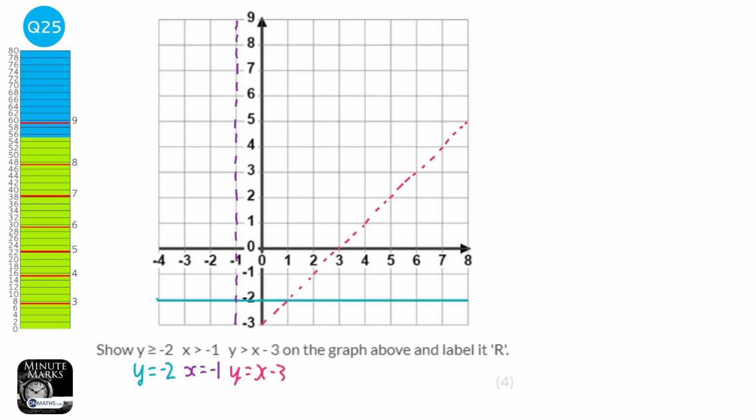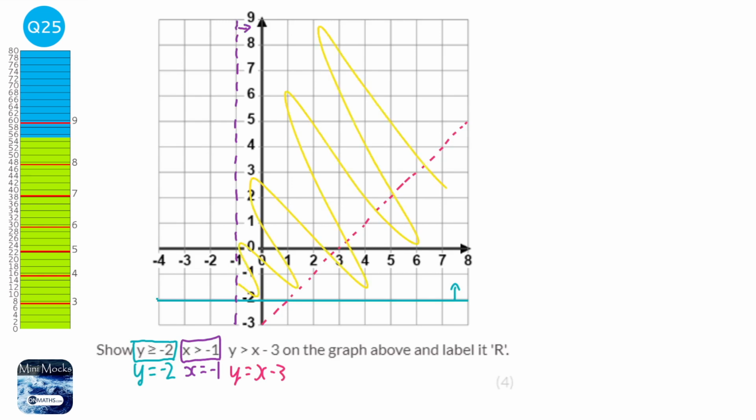Okay, now we've got to work out where the region is. So we've drawn the lines, and the lines are either dashed or solid, and so they're perfect, but we've got to work out where the region is. So we can see on the first one that y is greater than or equal to minus 2. So it's going to be above this line. Okay. You can see on the next one that x is greater than minus 1, so it's going to be this side. So we've already narrowed it down to somewhere in this region here.